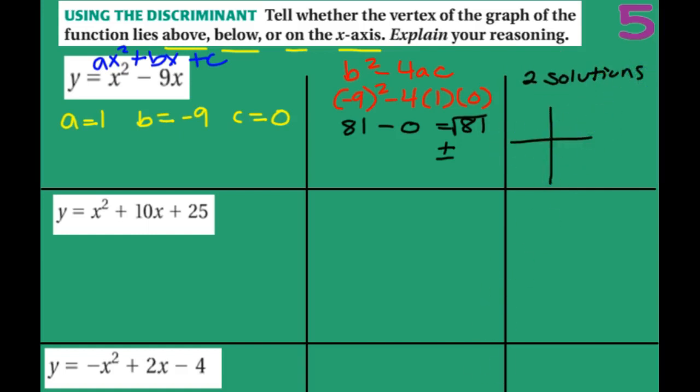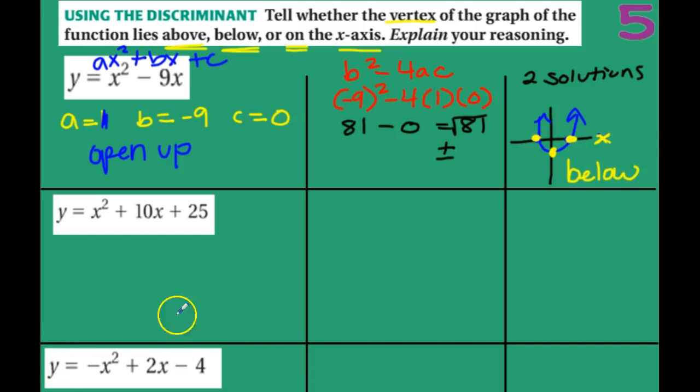I'm going to just draw a tiny sketch here of this graph. A is a positive number 1, so I know my graph is going to open up. So if it's opening up and it's crossing two spots, it's got to touch somewhere. So now that we figured out this parabola crosses the x-axis in two spots, it said, tell whether the vertex of the graph is above, below, or on the x-axis. So if it's crossing in two spots and it's opening up, the vertex down here has to be below the x-axis.